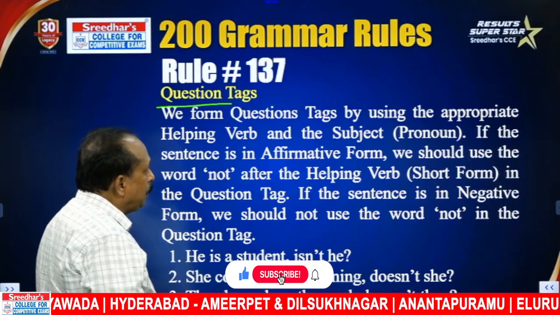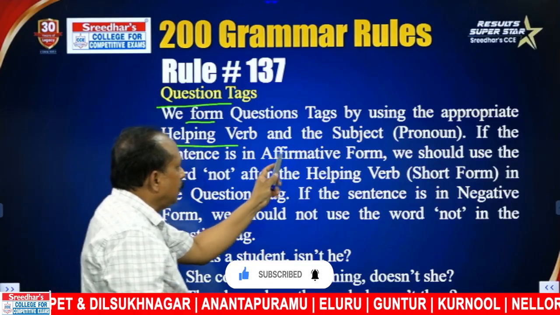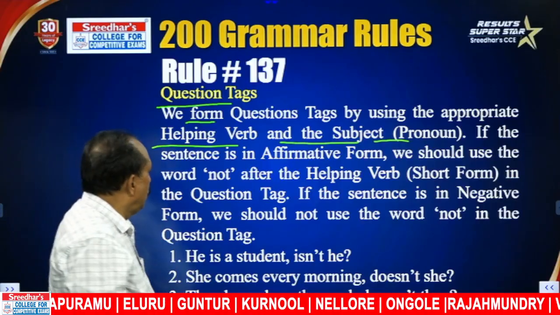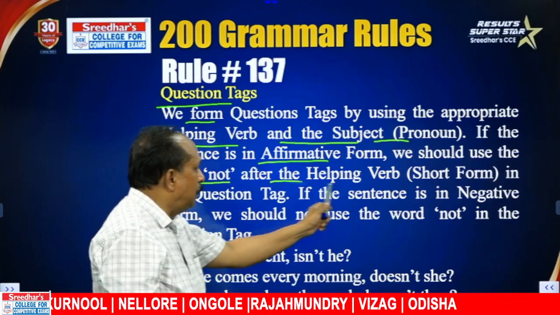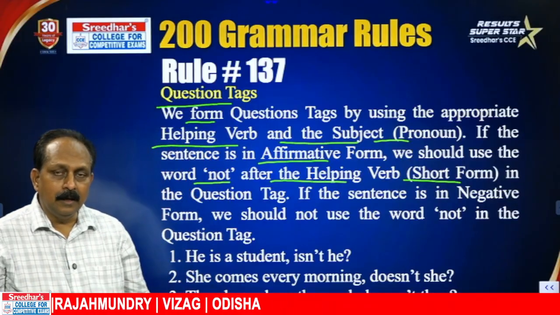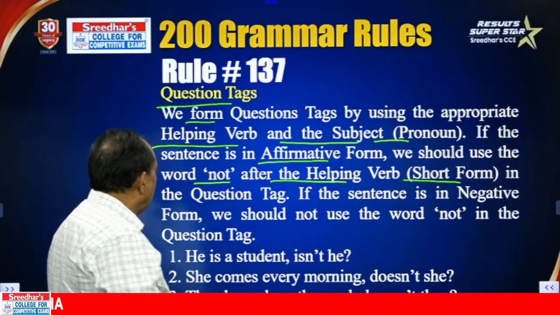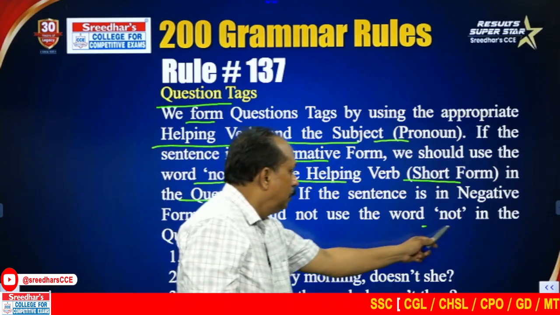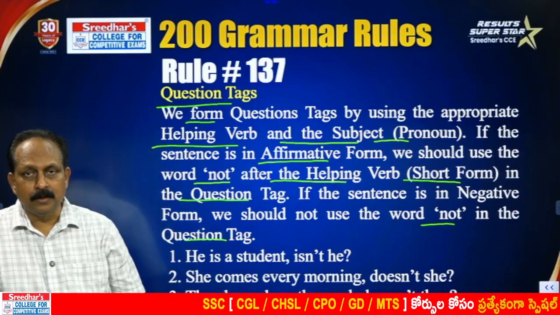Let us see how we form the question tags. We form question tags by using the appropriate helping verb and the subject. Whatever the subject, in the question tag we use a pronoun. Do remember, if the sentence is in affirmative form, we should use the word not after the helping verb. And we have to use the helping verb plus not short form, like don't, doesn't, won't in the question tag. If the sentence is in negative form, we should not use the word not in the question tag, because already in the negative form the word not is there. We cannot use it in the question tag.